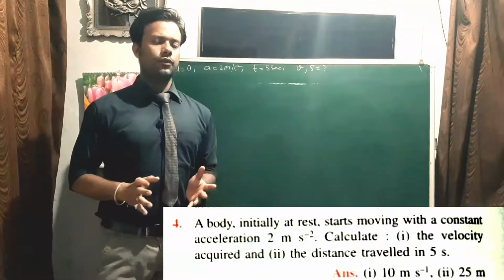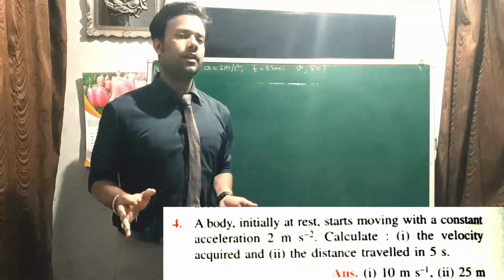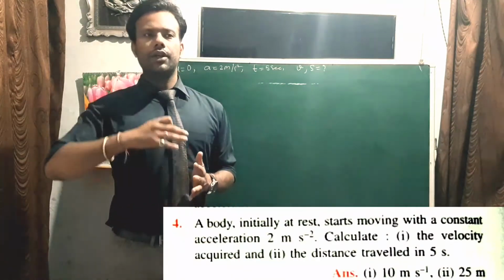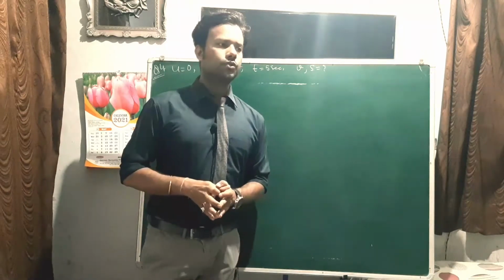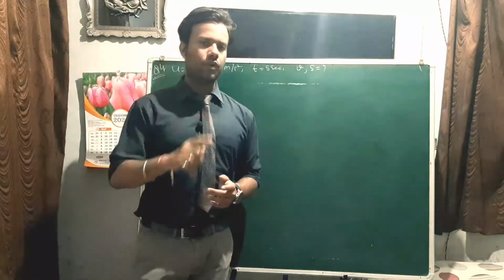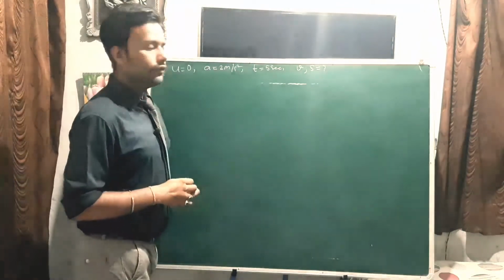Here's question number 4, you can see on your screen. In this we have to find the final velocity and the distance covered in 5 seconds if the body started from initial velocity 0 and acceleration is 2. So it's quite a similar question to question number 1. Let's solve it. So u is 0, a is 2, t is 5, and we have to calculate v and s.